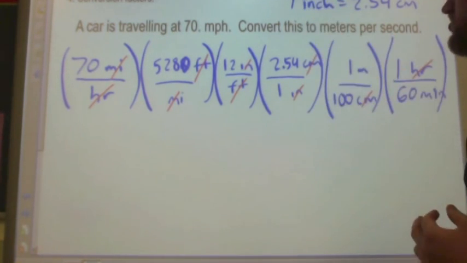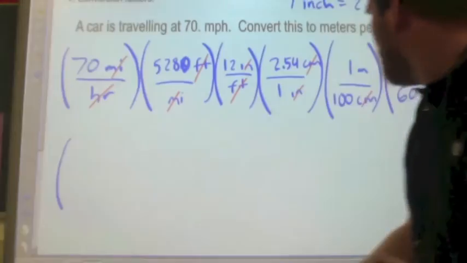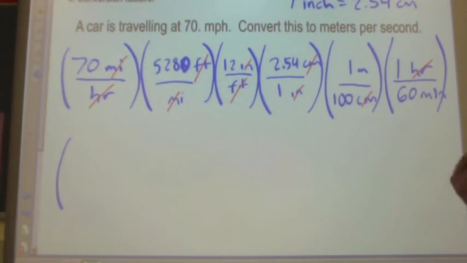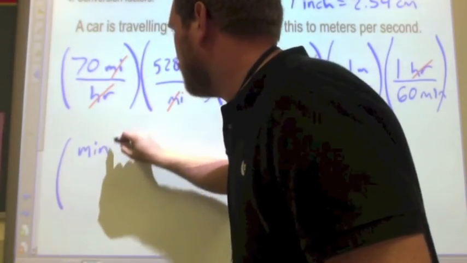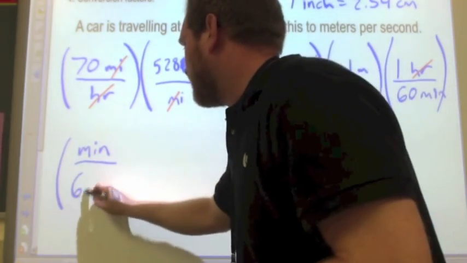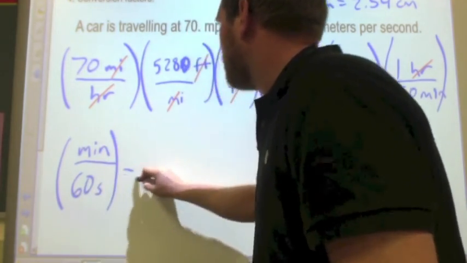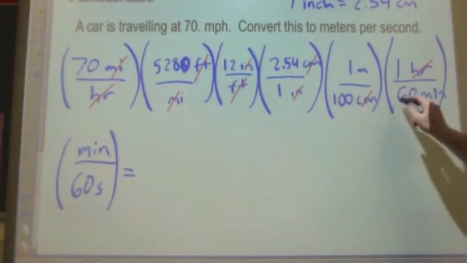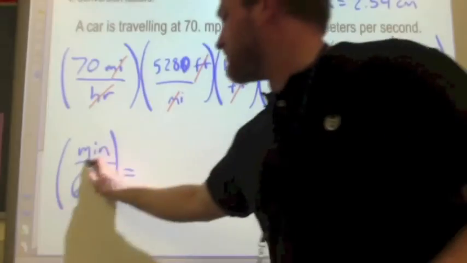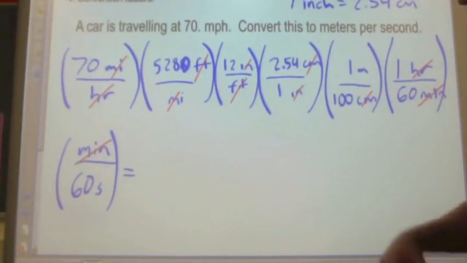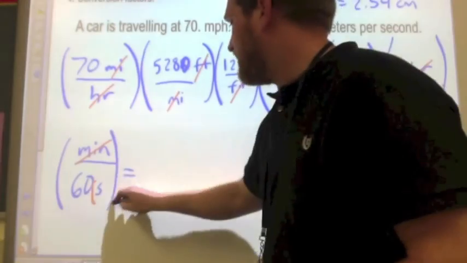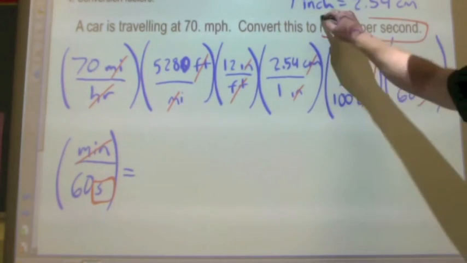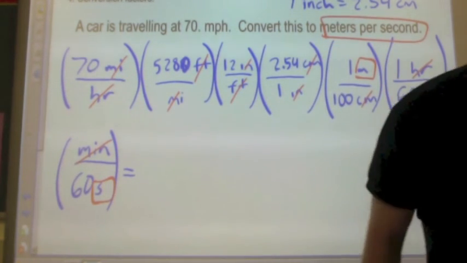We need one more conversion factor, which I'll start down here. We're looking to go from minutes to seconds, so it's 60. And look, minutes are on the bottom. So I need my minutes to be up here in the numerator, and that's going to be over 60 seconds. Cancel my units. Denominator minutes cancels numerator minutes. Units look good because I have meters up top and I have seconds on the bottom, meters per second. Let's work out the math.